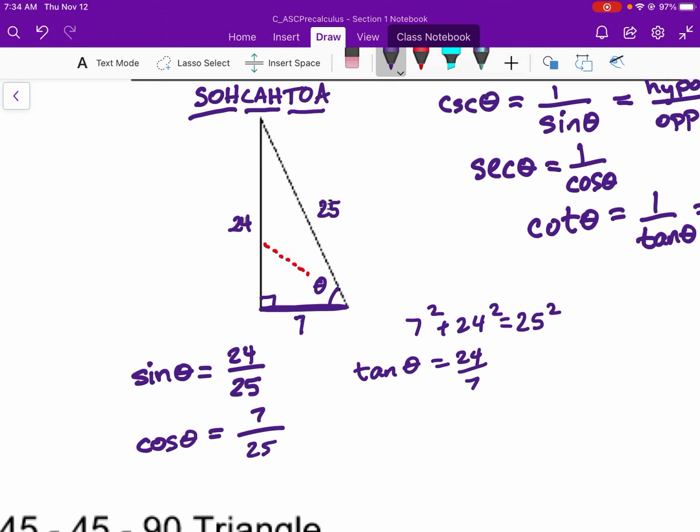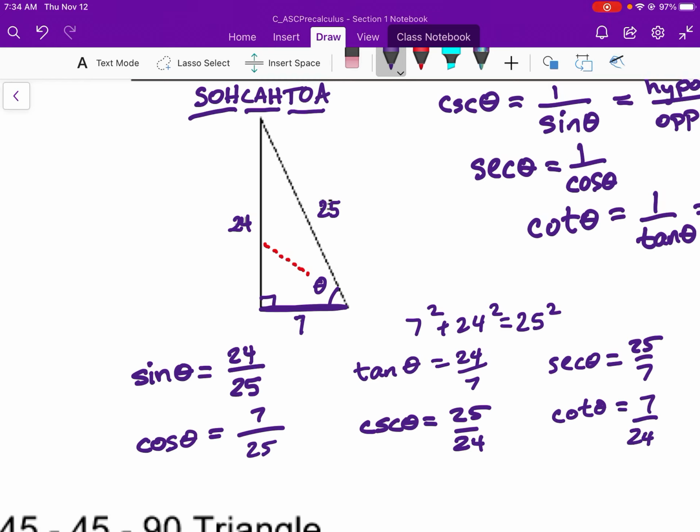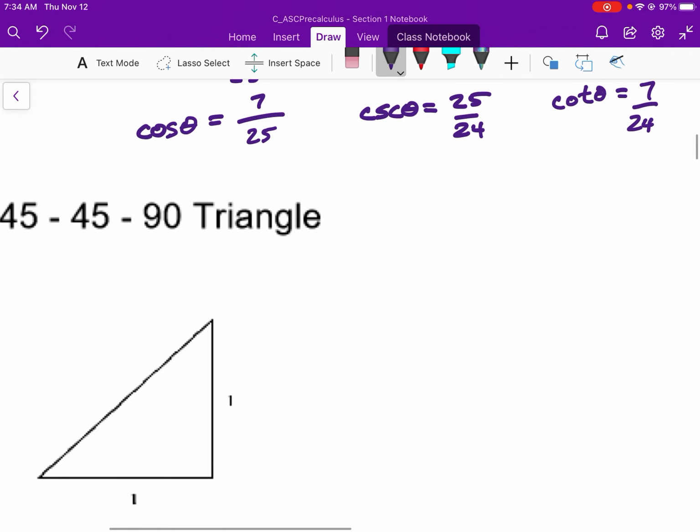And then when I start doing the other ones, the cosecant, which is the reciprocal of sine, all I have to do is flip over sine. Sine is 24 over 25, so cosecant is 25 over 24. Secant is the reciprocal of cosine. Cosine is 7 over 25, so this is 25 over 7. And then cotangent is the reciprocal of tangent, so that's going to be 7 over 24. So if you can do sine, cosine, and tangent, you can do secant, cosecant, and cotangent.